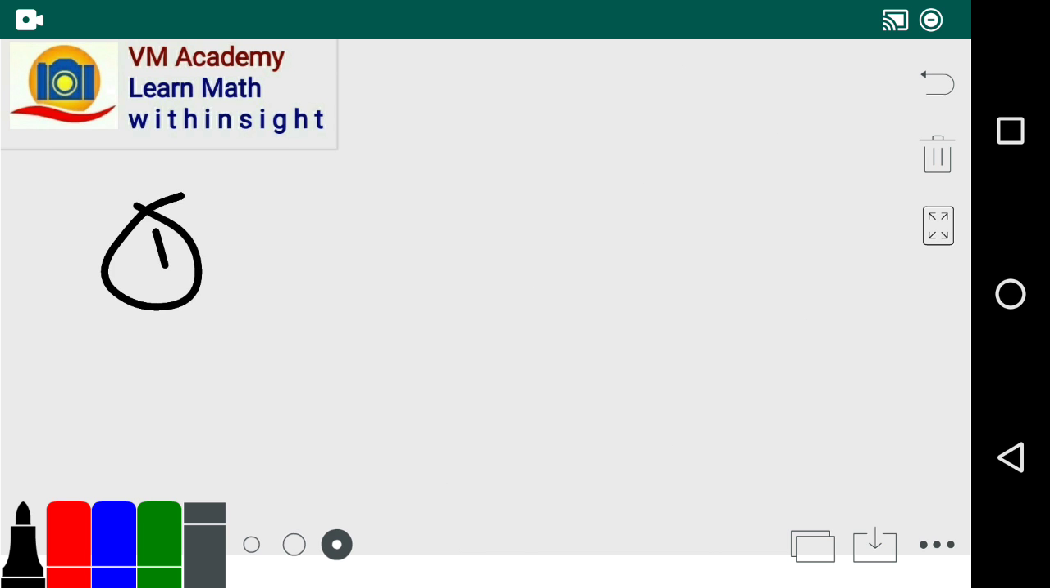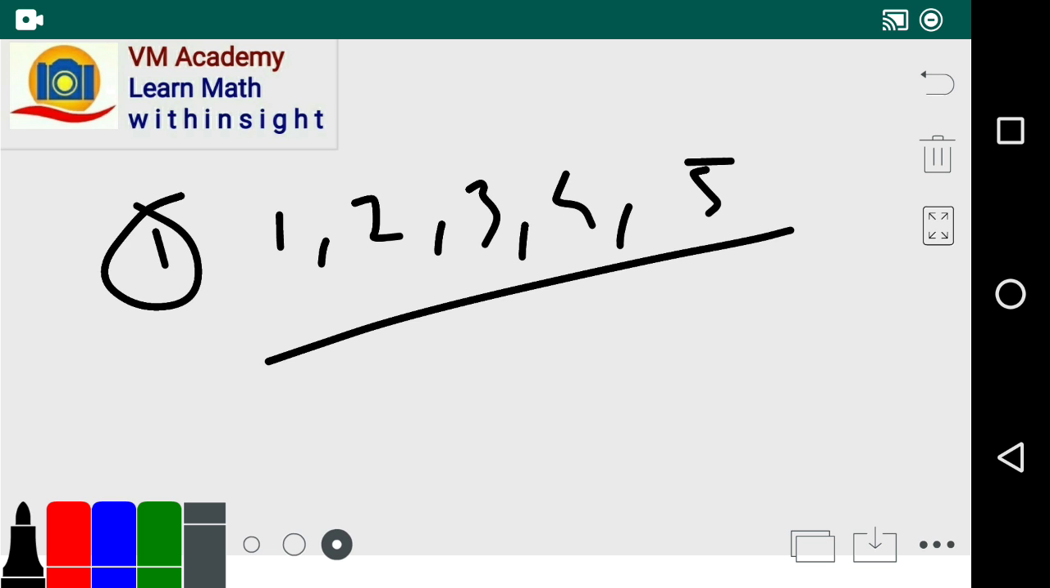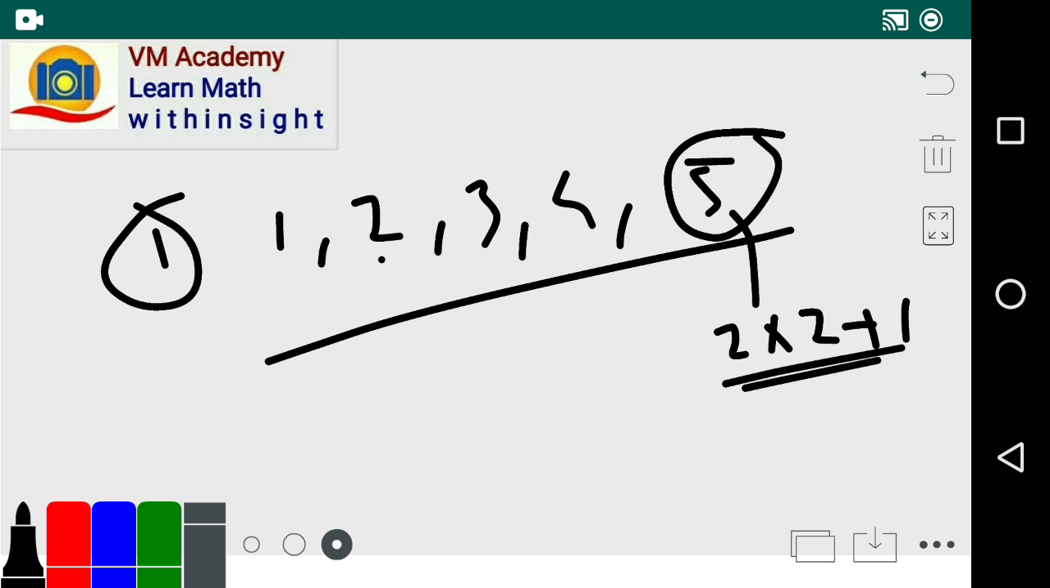Now let us understand one more concept, friends. 1, 2, 3, 4, 5. Now how many numbers are there that are multiples of 2, friends? So out of this, here 5, if we divide 5 by 2, we get quotient 2, and it leaves remainder 1. So we can write 2 into 2 plus 1. Now we have to count the total number of multiples of 2 up to 5.